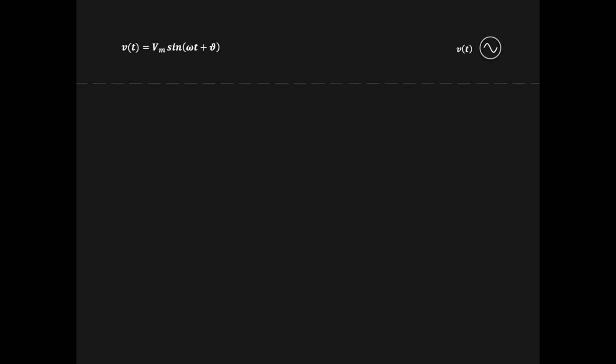Next is the product of angular frequency and time, denoted omega t. We defined omega as the rate of angular displacement. Therefore, the product of omega and t reduces to angular displacement.